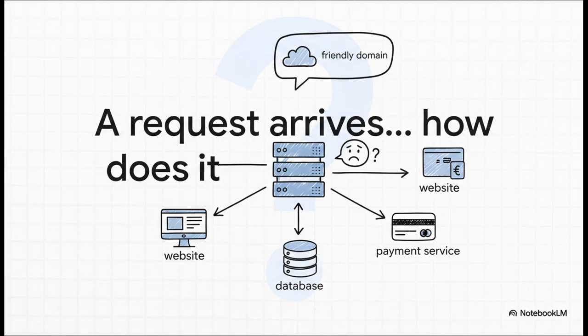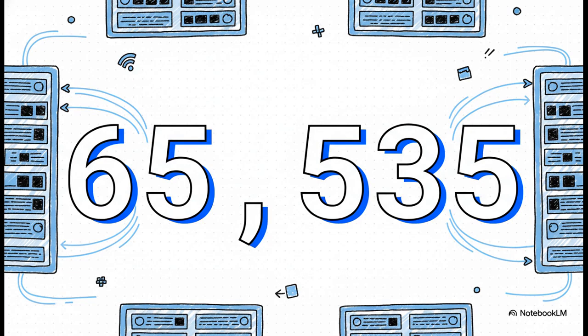But the second their request arrives at that IP address, we hit a brand new problem. You see, our single server is actually running a few different applications. There's the website, a database, and a payment service. How does this server know if an incoming request is trying to view a web page or if it's trying to process a credit card payment? The answer is ports. You see, a server has, get this, over 65,000 of them.